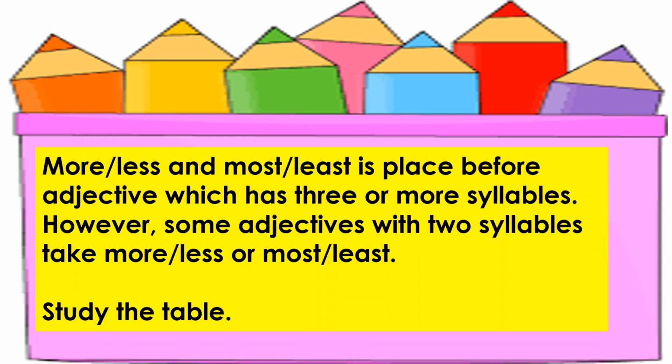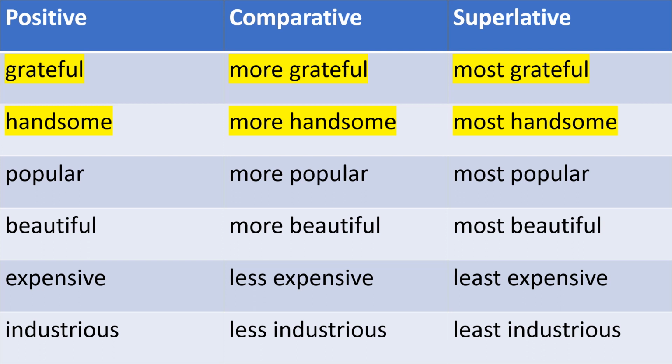More or less and most or least is placed before adjectives which have three or more syllables. However, some adjectives with two syllables take more, less, or most, or least. Study the table. Look at grateful and handsome. These two adjectives have two syllables, but more and most were added before them.